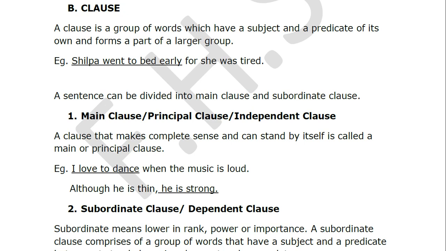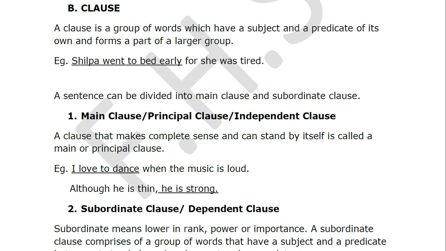Now, if you look at the part that is underlined, Shilpa went to bed early, look only at that part, you will see that it is complete. It's a complete sentence by itself. It has a subject, it has the verb, and it has a predicate also. So, you see, the clause has the whole thing, that is the subject, the verb, as well as a predicate.